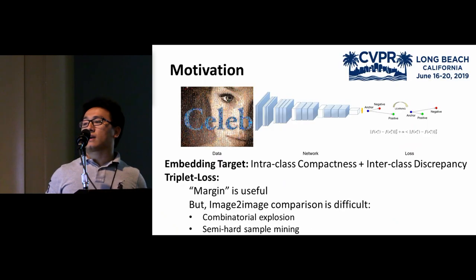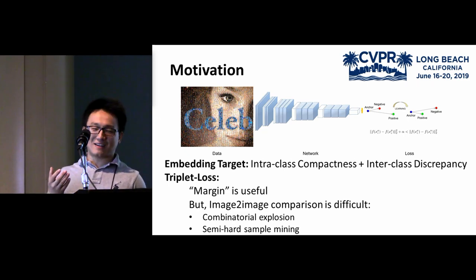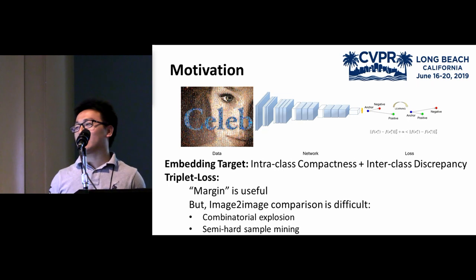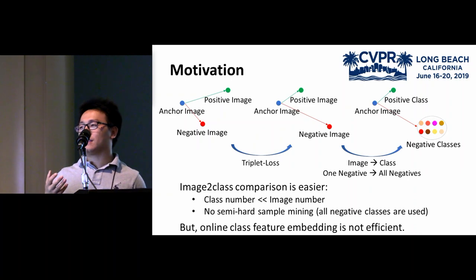The main target of face feature embedding. The motivation of deep face recognition is intra-class compactness, and the targets of face recognition are intra-class compactness and inter-class discrepancy. Triplet loss has the margin, but image-to-image comparison is difficult as the image numbers are very large.